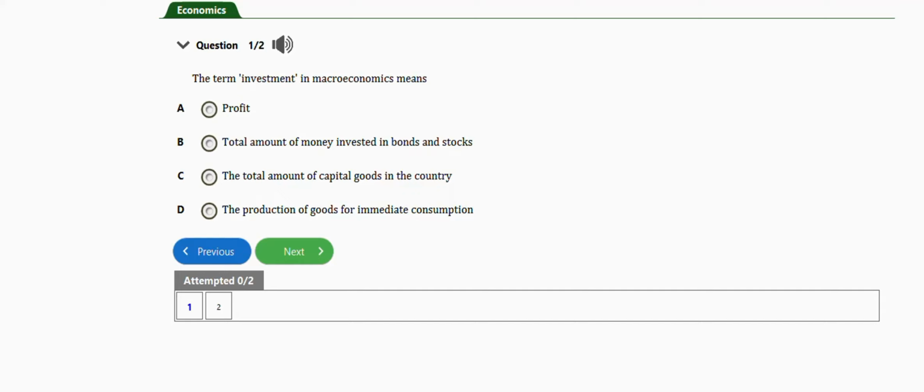Let's get started. The first question I have here says the term investment in microeconomics means we have option A, profit; option B, total amounts of money invested in bonds and stocks; option C, the total amount of capital goods in the country; option D, the production of goods for immediate consumption. So the right answer to this question is option D, which is the production of goods for immediate consumption. Okay, so that's what the term investment means in microeconomics.